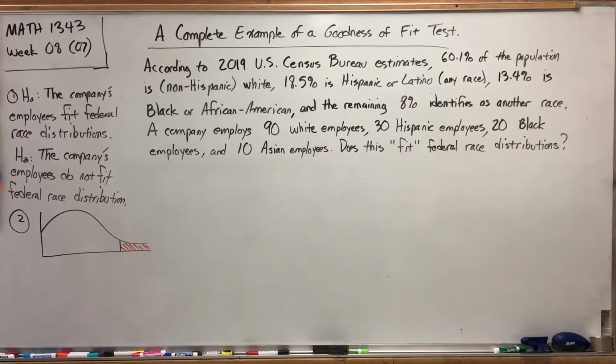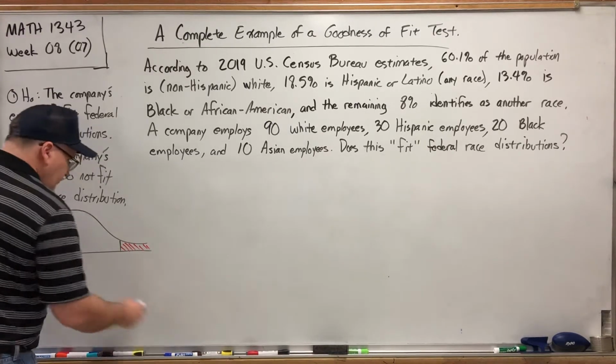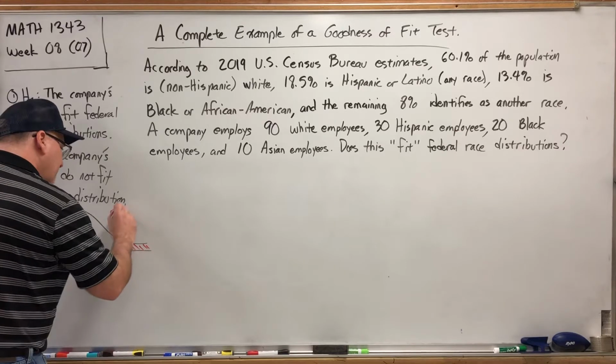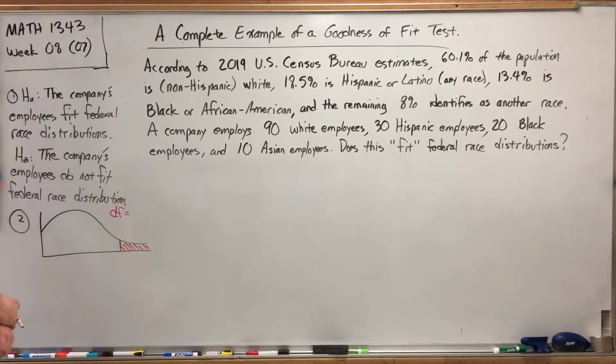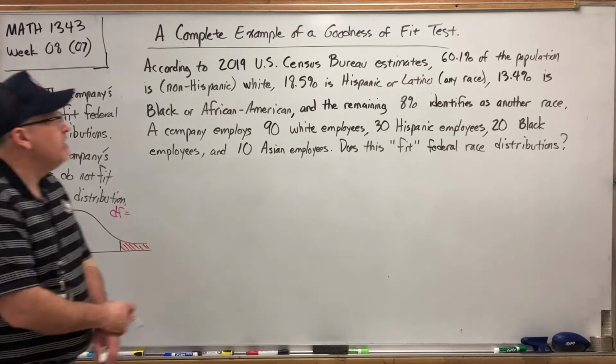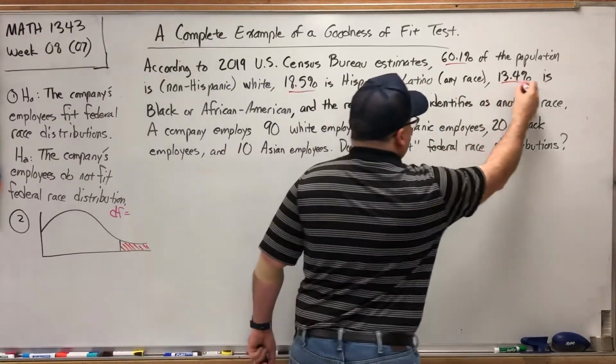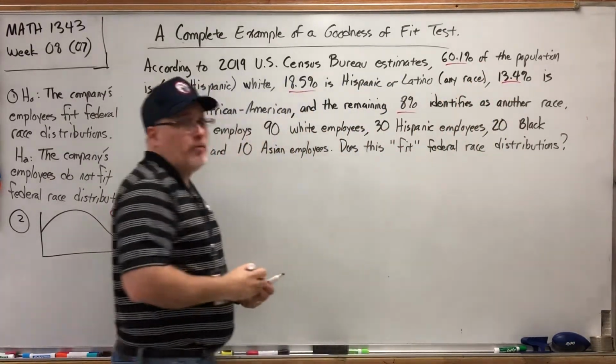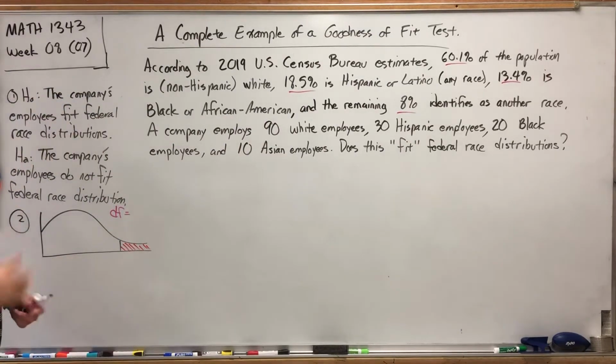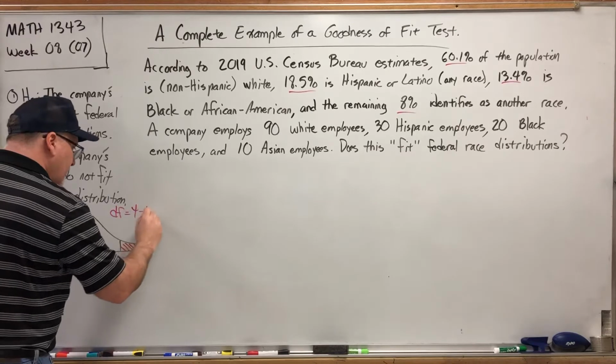All right, we need degrees of freedom. You know what the degrees of freedom will be. The degrees of freedom is the number of categories minus 1, which is equivalent to the number of proportions minus 1. We were given 1, 2, 3, 4 proportions, 4 percentages if you will. Therefore, there are 4 categories. Therefore, the degrees of freedom is 4 minus 1, which is equal to 3.